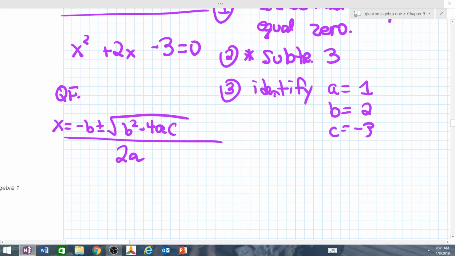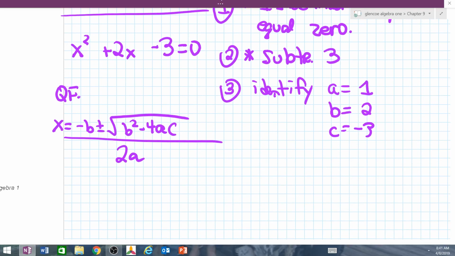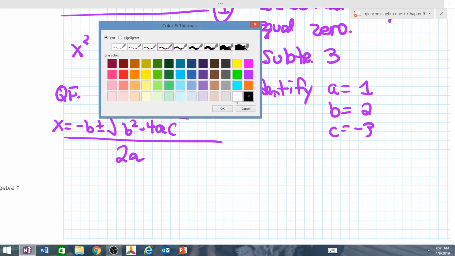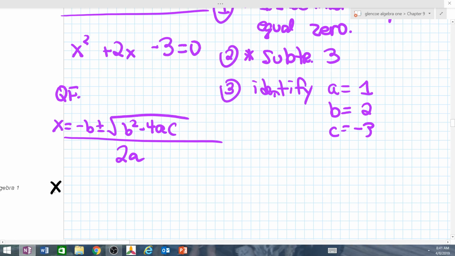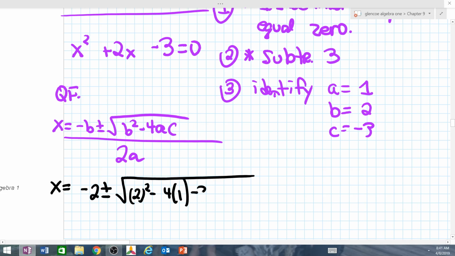So now we're going to substitute our numbers in. Is everyone with me? Does anyone have a question? Remember you're solving for x because the solution, I'm surprised how many people miss this on my test, the solution to a quadratic equation is called a root or an x-intercept, okay? So x equals negative b, which would be negative 2, plus or minus the square root of b, which is 2 squared, minus 4 times 1 times negative 3, all over 2 times 1.